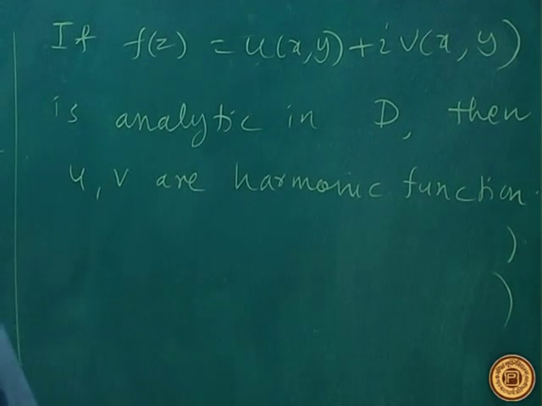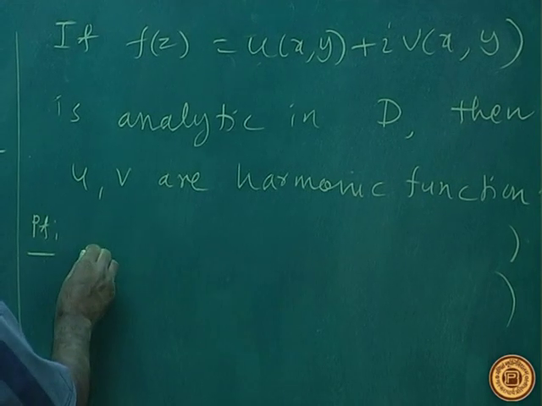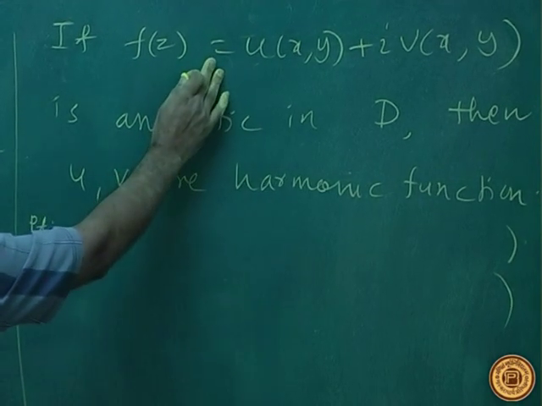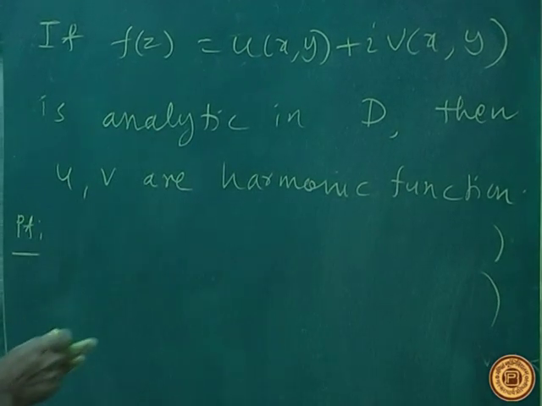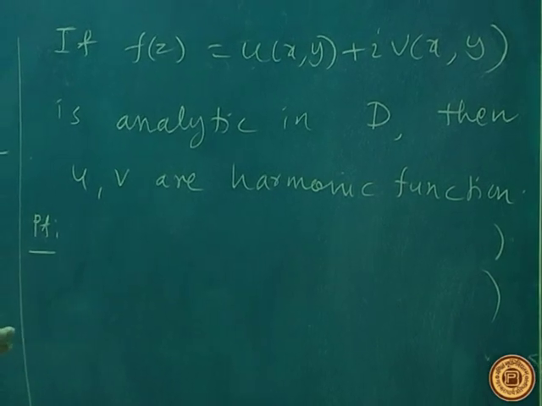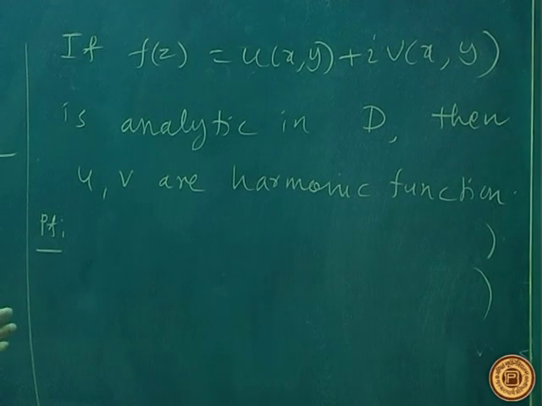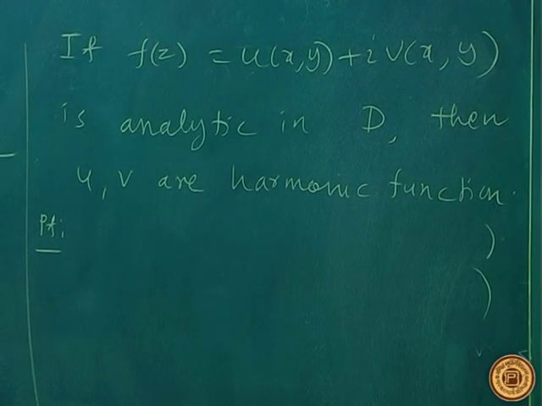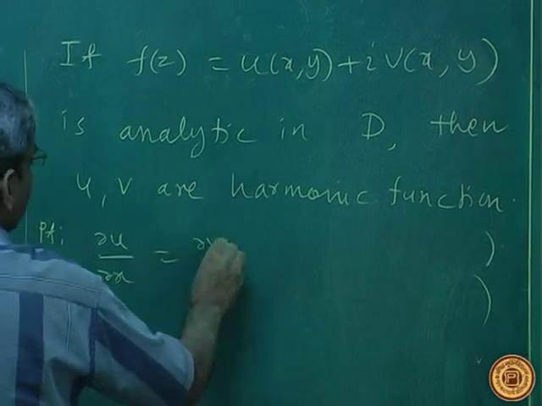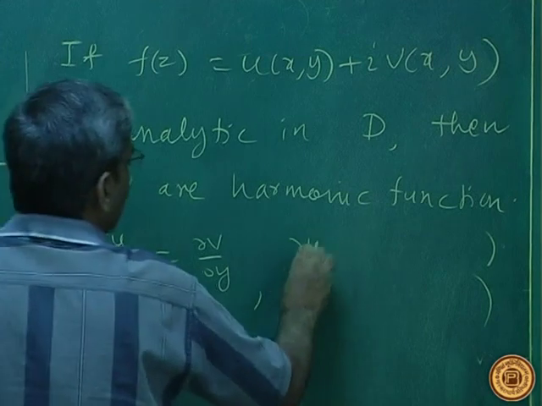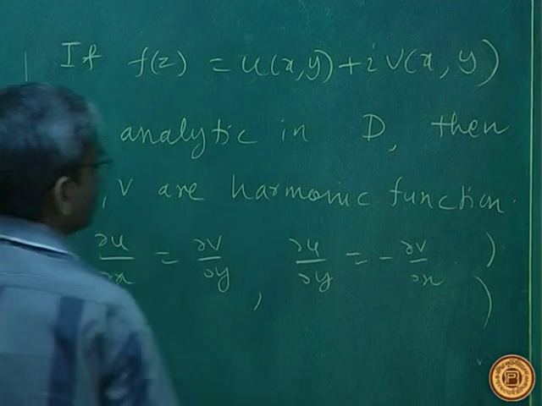How do we get that? So proof is, we know that if f is analytic, u and v satisfy Cauchy-Riemann equations. So see, we are deriving so many consequences from Cauchy-Riemann equations. So analyticity gives Cauchy-Riemann equations, and from Cauchy-Riemann equations we get a lot of information. So now here we get du/dx equal to dv/dy, and du/dy is equal to minus dv/dx.